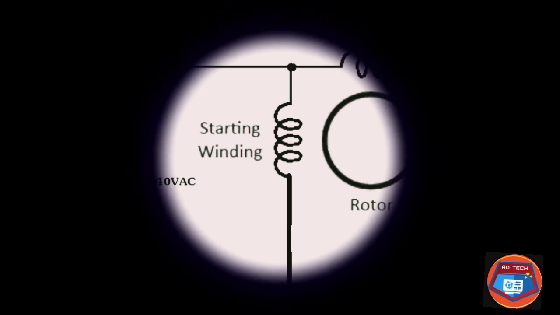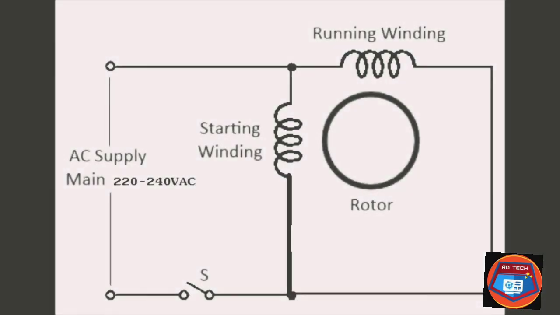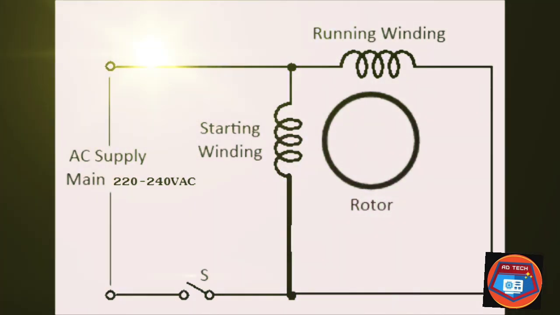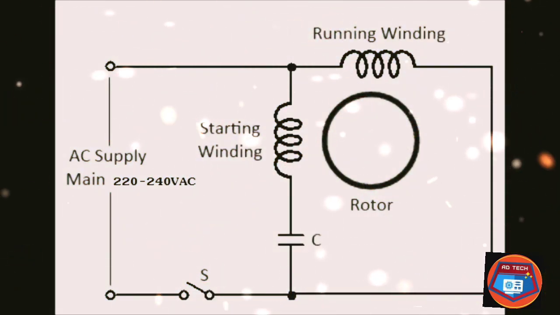To create magnetic rotation, we have to create two different phases for two different windings. Now, since we have a single phase connection at home, we can't make two phases. To overcome this problem, a capacitor is used. Now let's consider the circuital arrangement with the capacitor, which is serially connected to the starting winding.